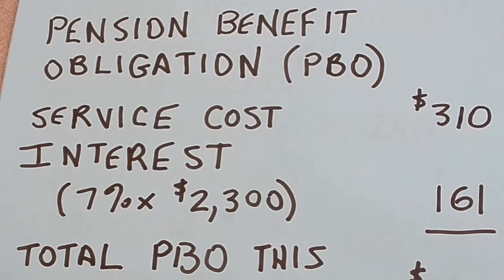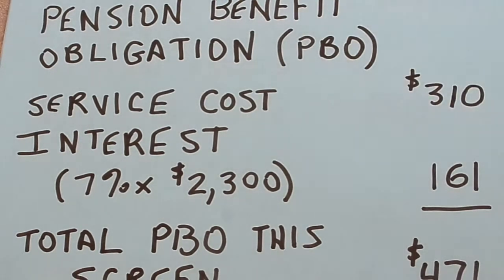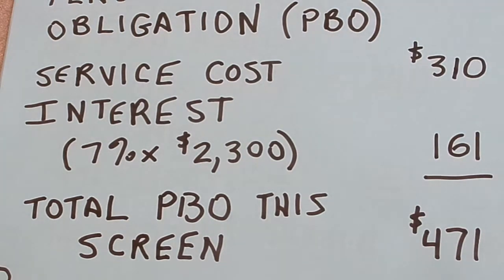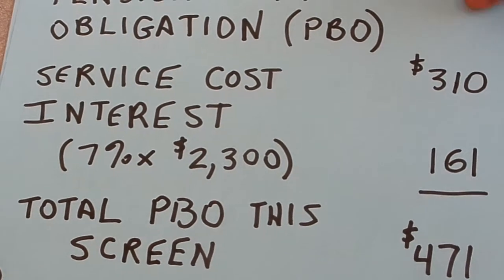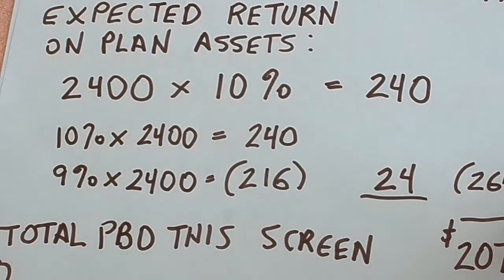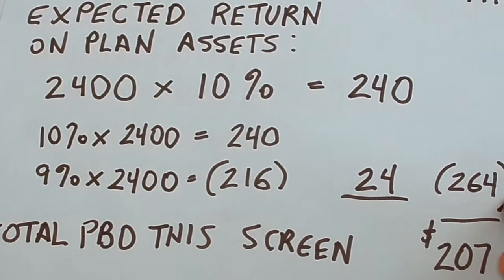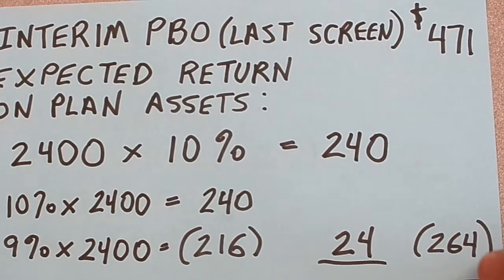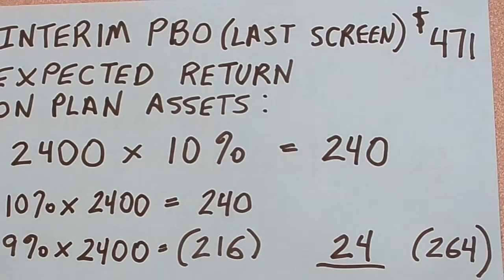So when we have the service cost plus the interest, we have $310,000 plus $161,000, and so far, just because it's the end of the slide, not because it's any meaningful number, we have the total benefit obligation for this screen only at $471,000. But again, we're not complete here. There's more work we need to do. One of the things we need to do is start with the number from the last screen, the interim pension benefit obligation of 471.